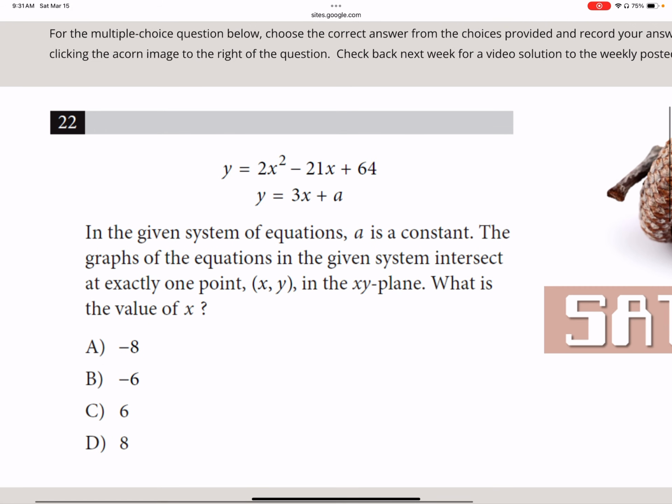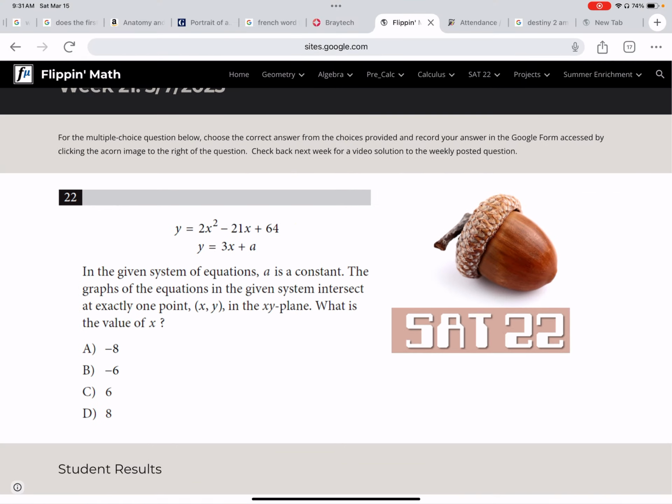We have a system of equations, as you can see there. In the given system of equations, a is a constant. The graph of the equations in the given system intersect at exactly one point, x comma y, in the xy plane. What is the value of x? And we got ourselves a parabola at the top line, and then, of course, the equation of a line.